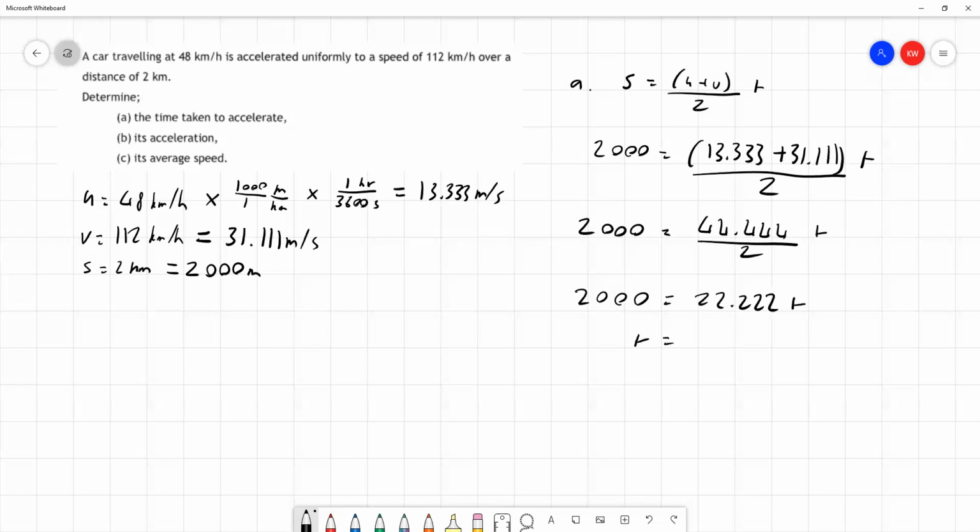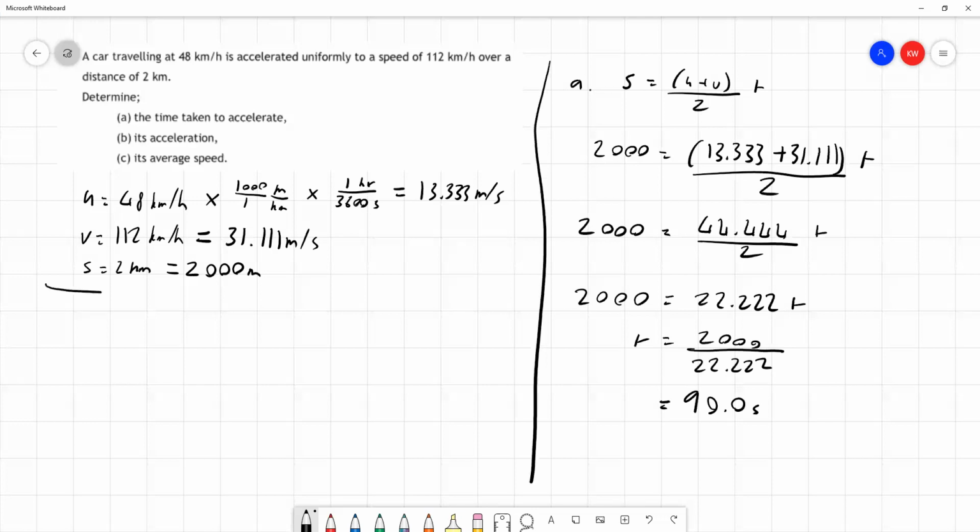And then lastly, we find t by taking our 2,000 and dividing both sides by 22.222 to leave us with t on one side and our division on the other, which leaves us with 90.0 seconds to 1 decimal place. So that's part A. Draw a line to separate it all off. Let's look at part B now, so a different part of my page here. In part B, we're asked to find the acceleration. I should have put this at the top, say t is the unknown.